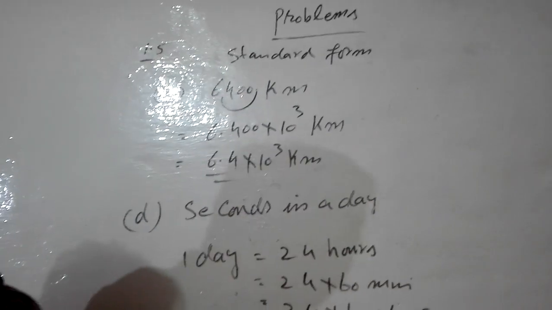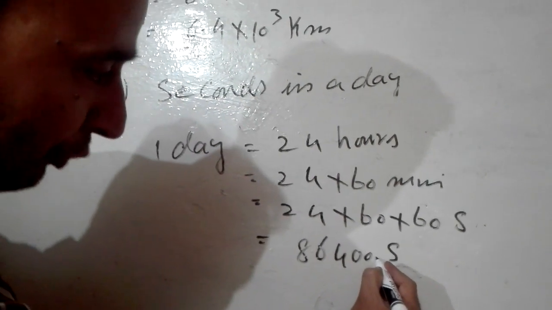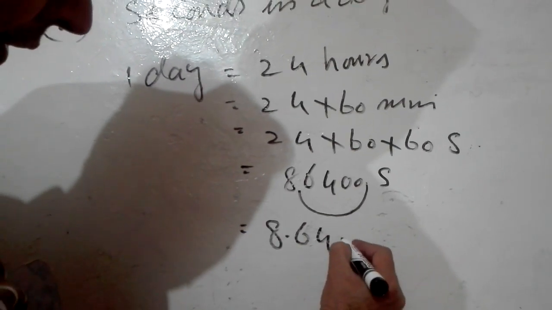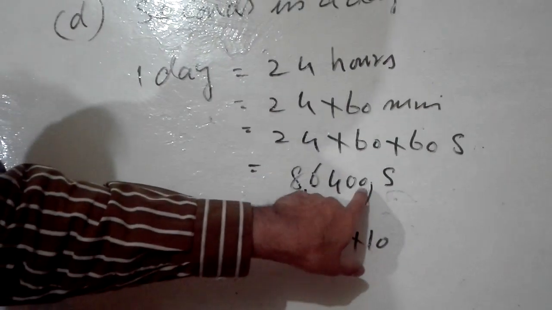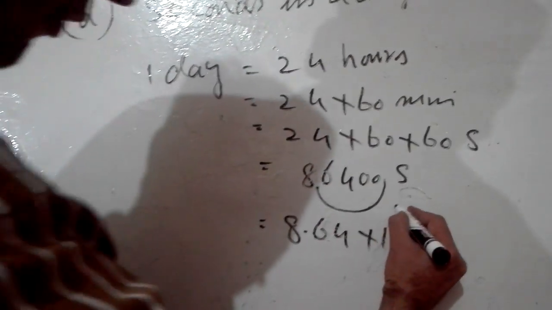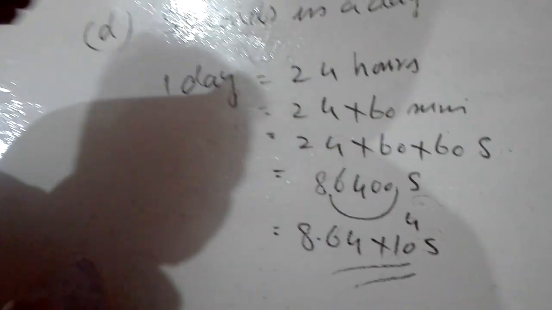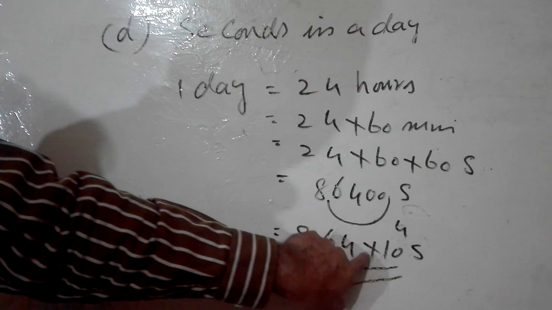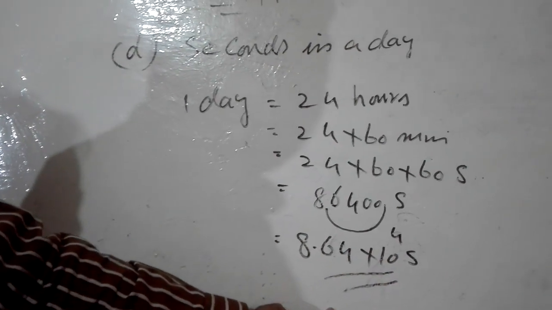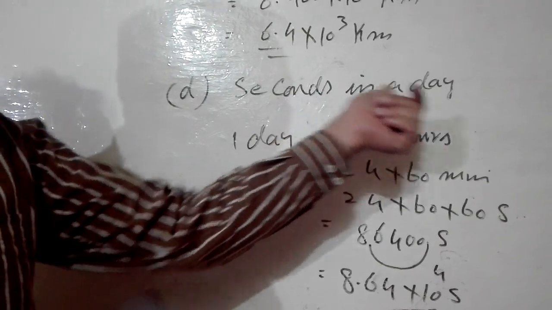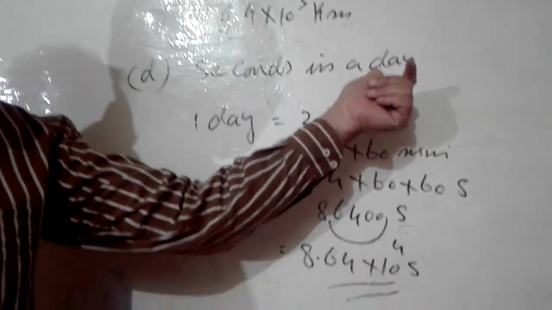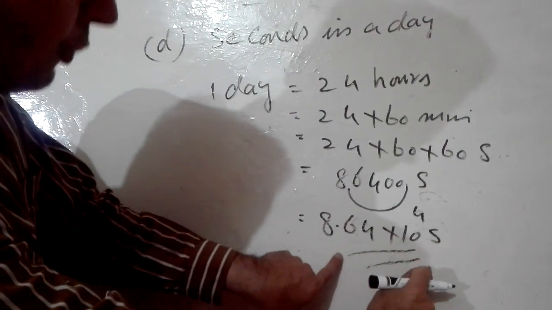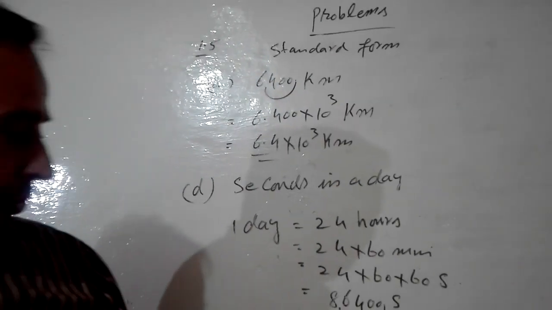So again, the decimal is here. You have to shift this decimal to the first non-zero digit, like 8. So 8.64 into 10 power how many? 1, 2, 3 and 4, 10 power 4 seconds. I have skipped these two zeros because they are meaningless. So this would be the answer, 8.64 into 10 power 4 seconds. So first understand this question. Seconds in a day means how many seconds are in a day. First you have to change day into seconds, then convert that into standard form, meaning scientific notation. So I think it's enough for today.